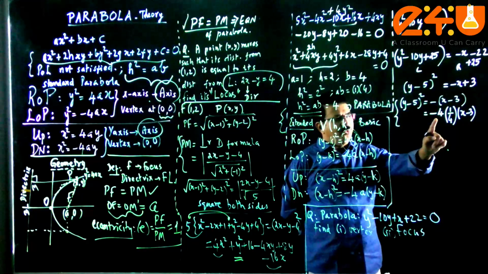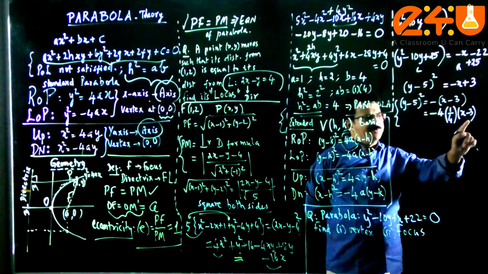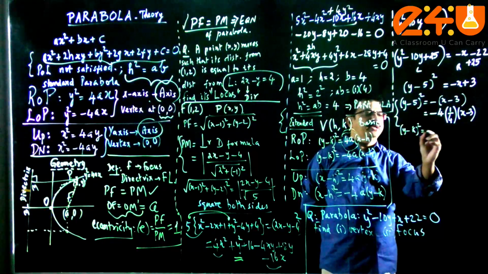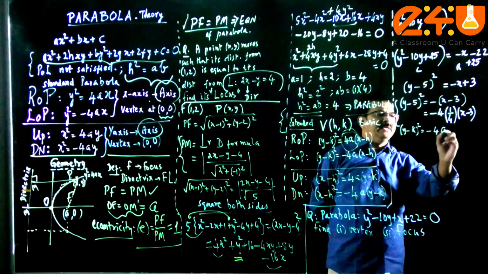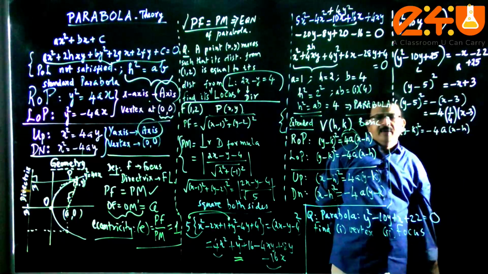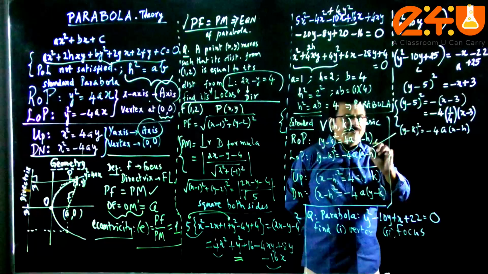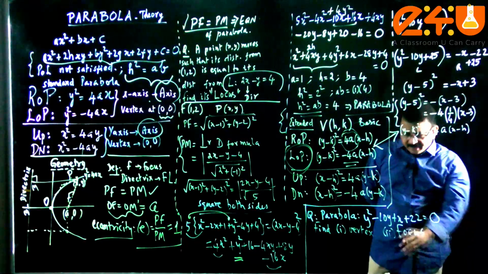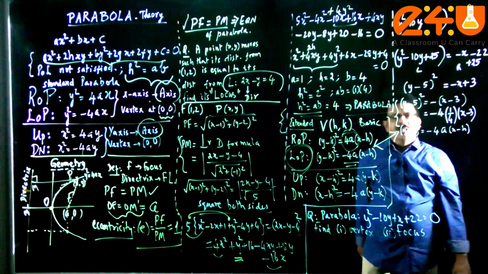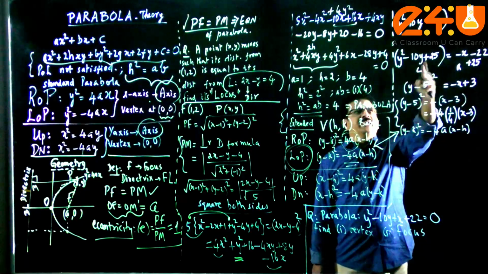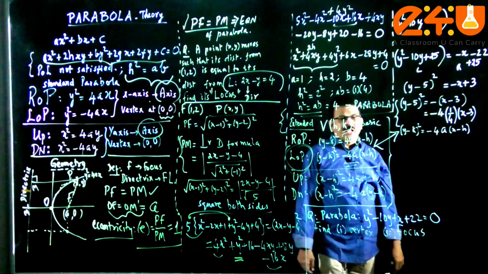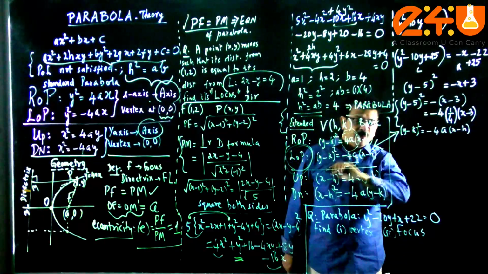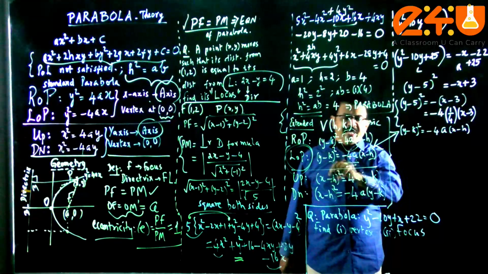RHS is negative 4, 1 by 4, x minus 3. Compare. Now this is y minus k whole squared, negative is there, minus 4 is there, a is there, x minus h is there. Can you identify? Yes, it is left open. So you understand, when you read it, nothing was clear, but after just completing the square and taking the other two terms to the right side and completing the format, you understand it is left open. You understand the value of a, h, k, everything.